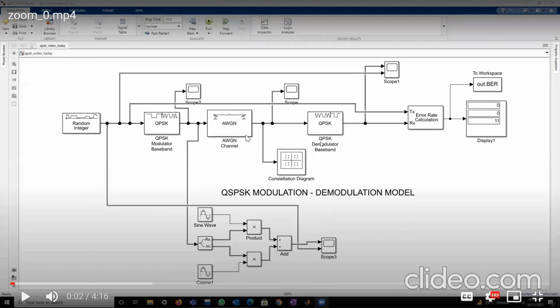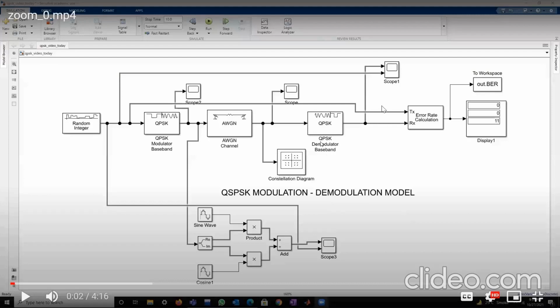Next is an AWGN channel, which is additive white Gaussian noise. So after the signal is modulated, the noise gets added in our channel. As we see in our QPSK modulator output, the output gives a complex signal, which needs to be simplified. So we use different blocks, like real, imaginary, and sine and cosine waves, which will simplify our waveform into sine, cosine waveform. Next, we see the constellation diagram block, which will show us the graphical representation of a signal with noise added in it.